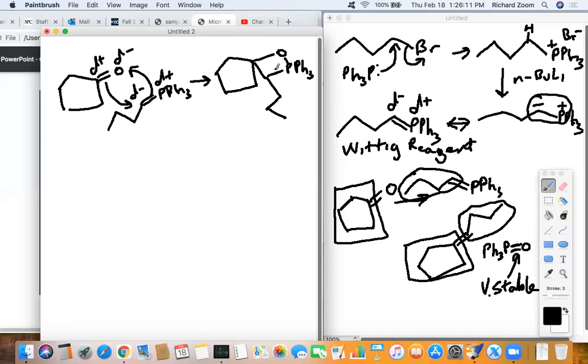And then what happens is it falls apart in the opposite direction. And we end up getting our products, which are the alkene, and the Ph3P with the double bonded oxygen. Does anybody have any questions?